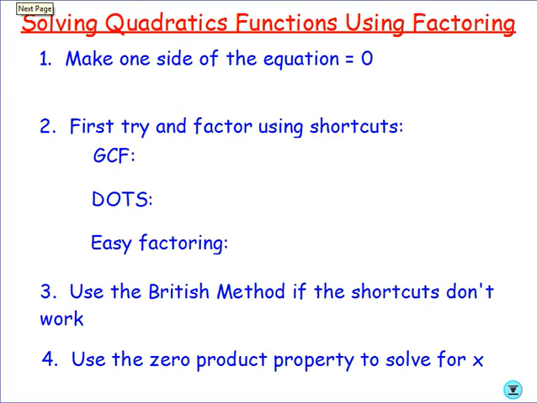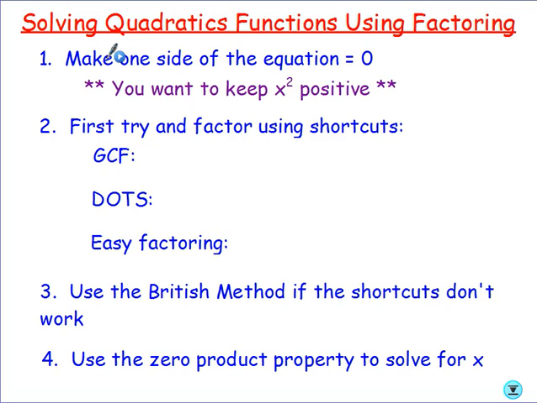How do we solve a quadratic equation using factoring? The first step, and this is a new step: you cannot factor unless you make one side of the equation equal to 0. Now there's a little note that I want you to add in your notes. This is really, really important. To make your life easier, you always want x squared to stay positive. So when you're moving stuff, keep that in the back of your mind.